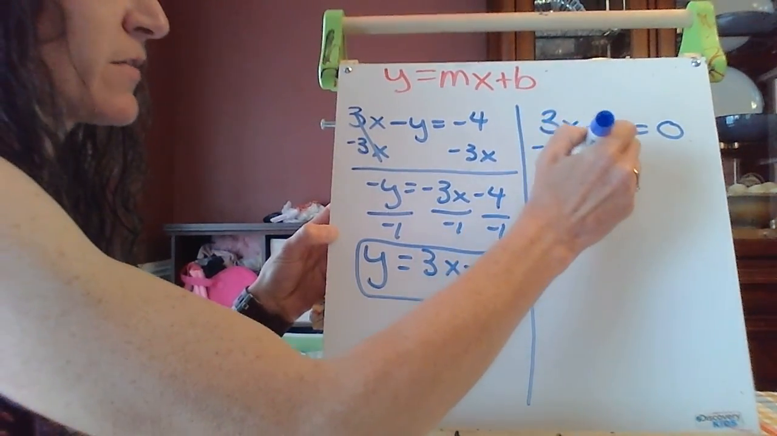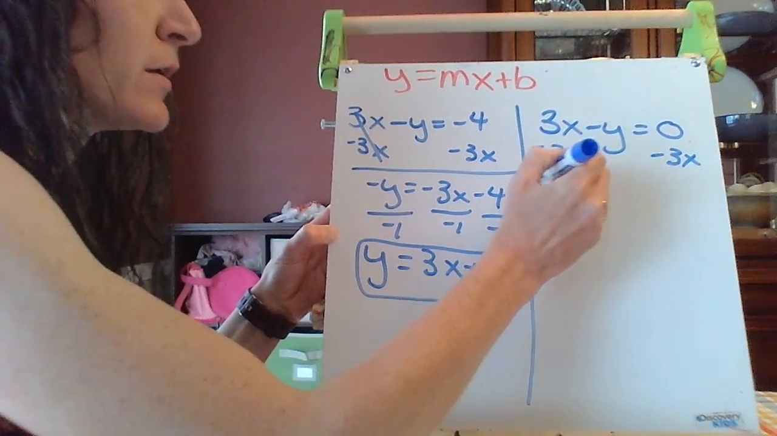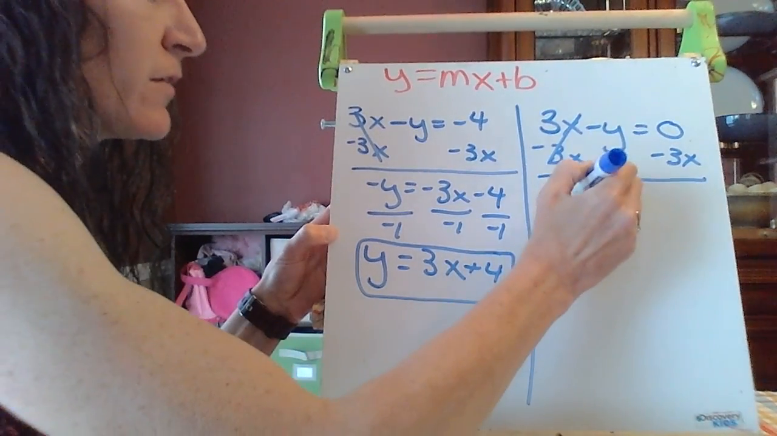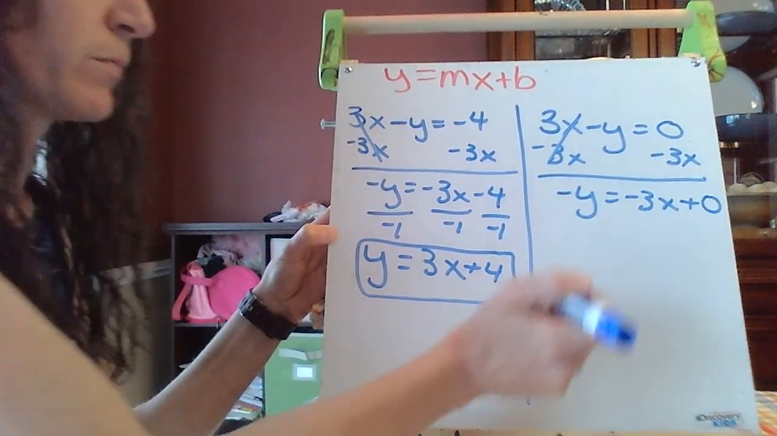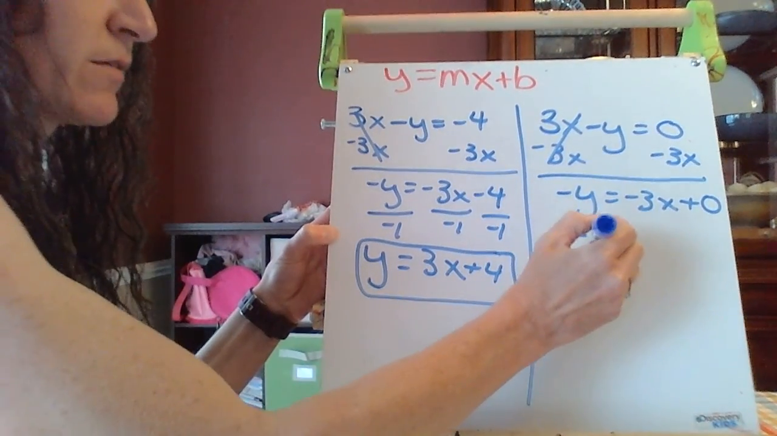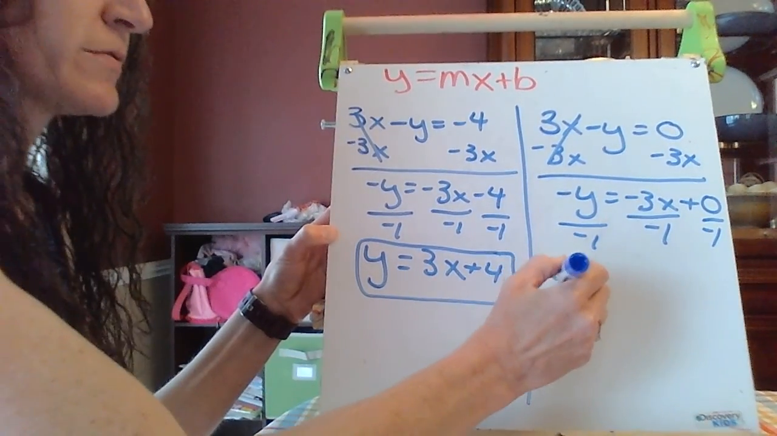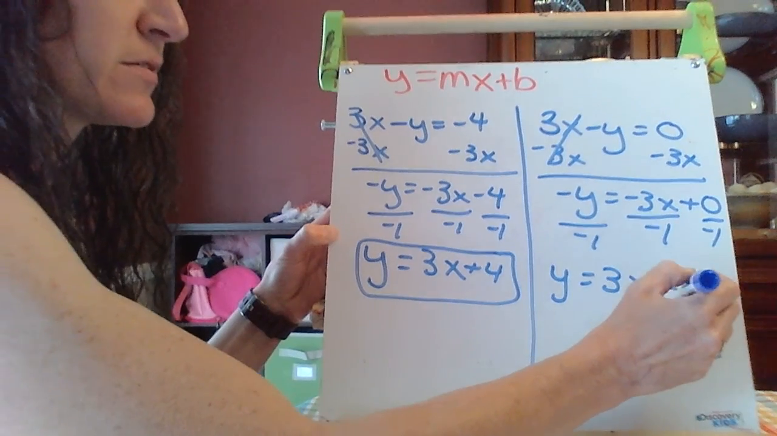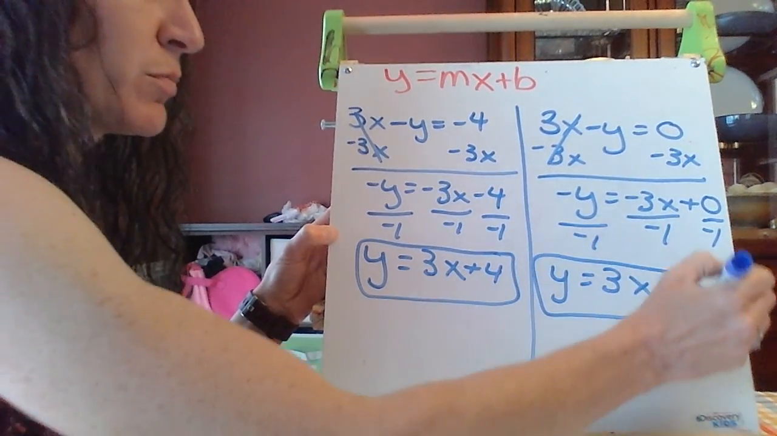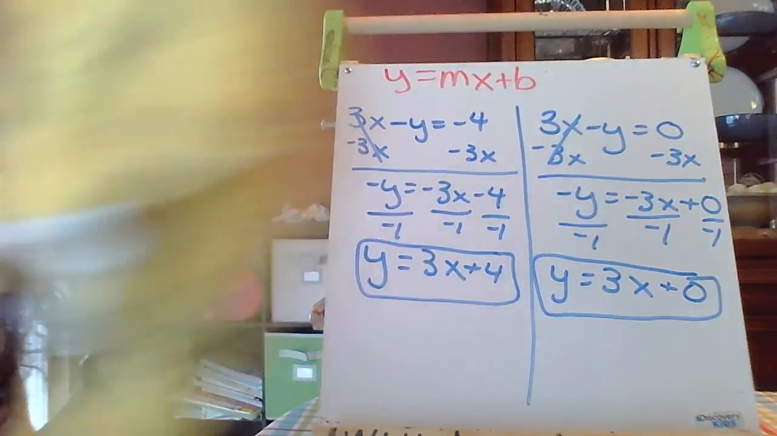Subtract 3x in the other one, to move it over. What's left? Negative y equals -3x plus 0. Divide by -1. So what's left? y equals 3x, and 0 divided by -1 is still 0. Now, do I have to put a plus 0? No, but it helps me with my graphing, so that's no big deal.